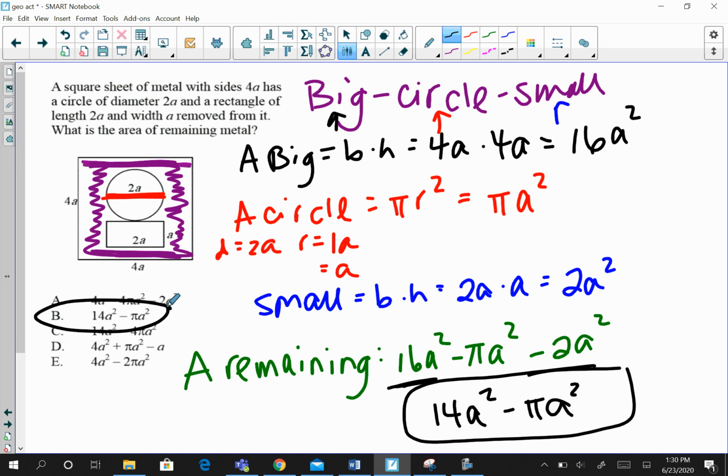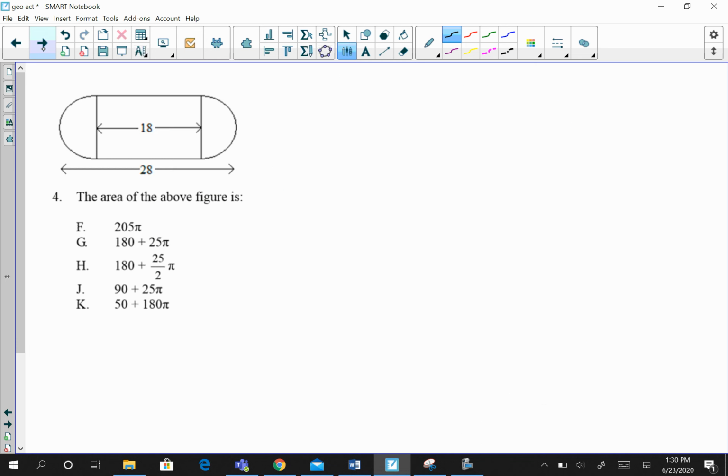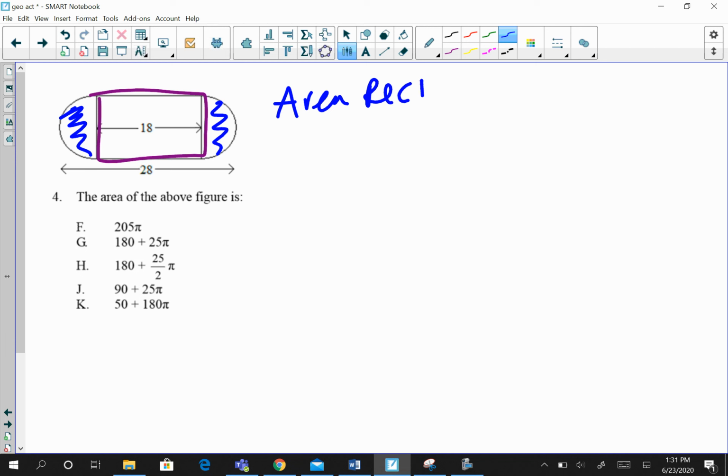Here we go. The area of the figure above is blank. All right, so here we're putting together a rectangle and these semicircles. So area of rectangle plus both semicircles. So I have 2 semicircles. Or if you notice that you can put those semicircles together and create a regular circle, that'd be great too.